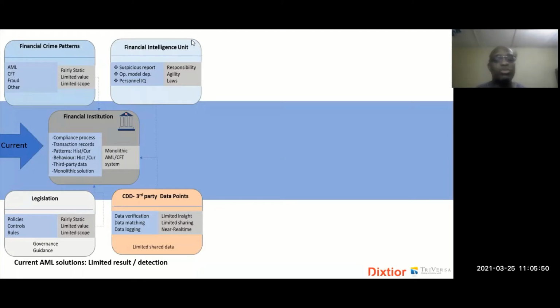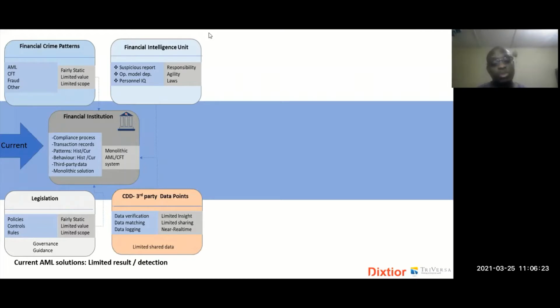So typically, most organizations leverage these 4 unit blocks. They have the financial crime patterns against which they build rules. They leverage insight from the financial intelligence units of the country. They provide reports to those units. And they also integrate with third-party systems for data verification, matching, and logging. That includes systems to allow them to validate the identity of individuals, sanctions lists, and so on and so forth.